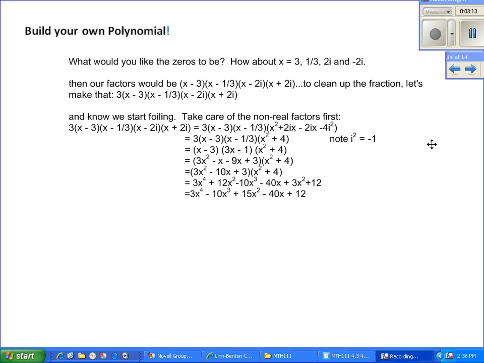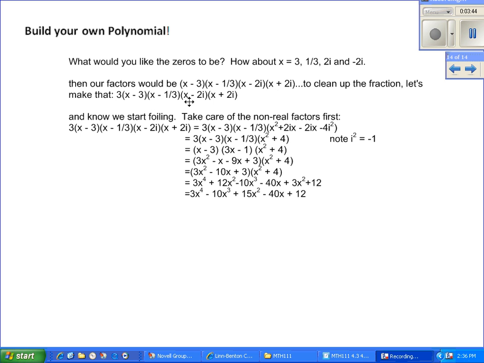So speaking of that, here's one more topic. How to build your own polynomial. This is what I do when I write your tests. I sit down and decide, what do I want the zeros to be? So how about 3, 1/3, 2i, and negative 2i? I just made them up. So now I'm going to build a polynomial that has those 4 zeros. So it should be a 4th degree polynomial by the time I'm done. So with those zeros, I know I need these factors. x subtract 3, x subtract 1/3, x subtract 2i, and x plus 2i.